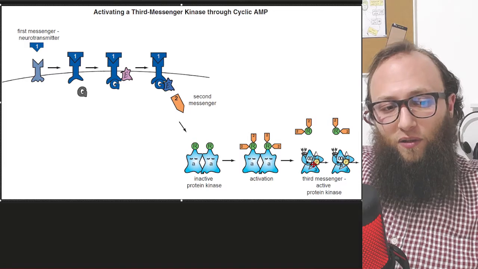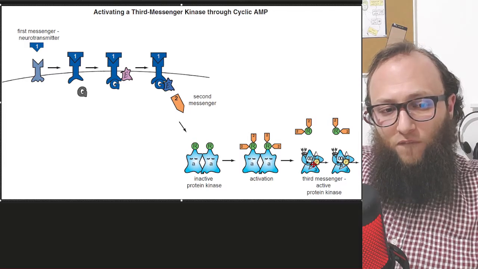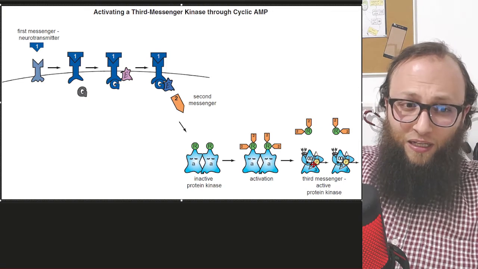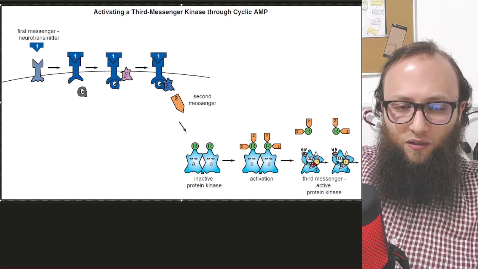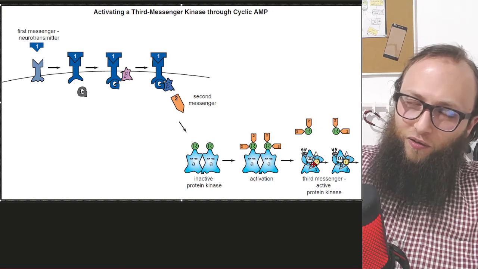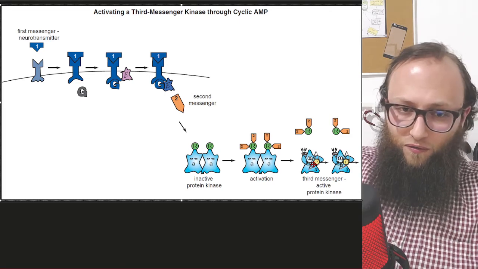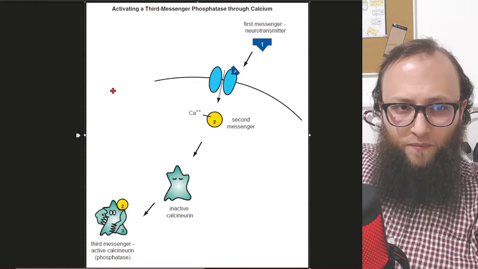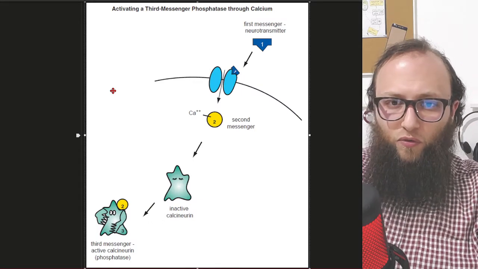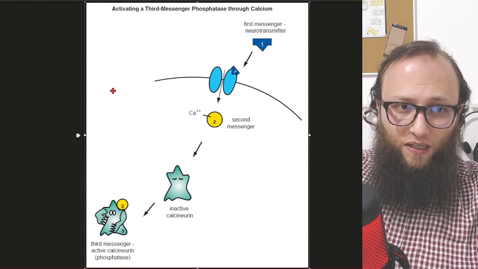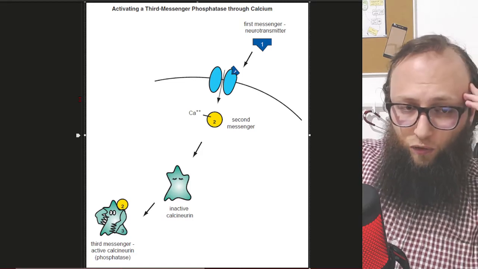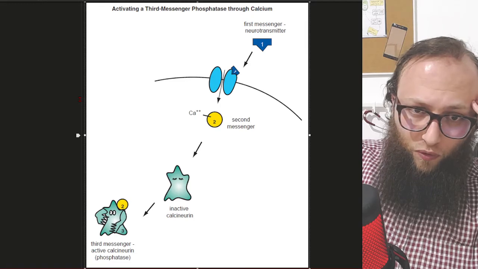Let's just take a look at phosphatase, and then we will get back to some kinase things. But let's just take a look at the other side of this process of third messenger activation. Here we have this figure that demonstrates the activation of the third messenger phosphatase, and that would be through calcium, as we said before.